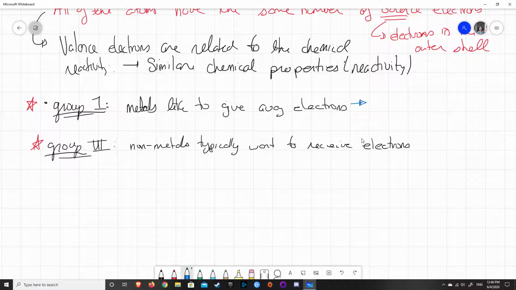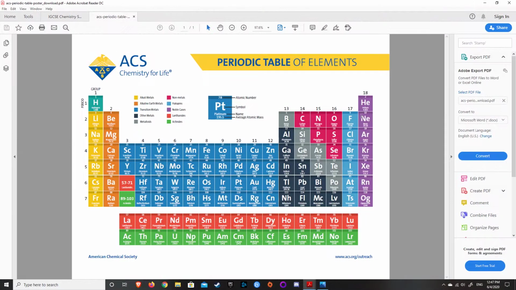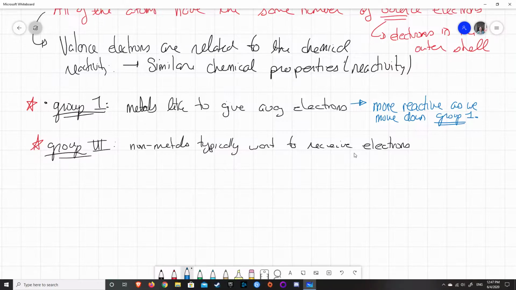And since it likes to give away electrons more, we say that it's more reactive as we move down group 1. So more reactive as we move down group 1. But now let's look at our nonmetals. So we're only going to compare 3. Let's compare fluorine, chlorine, and bromine.